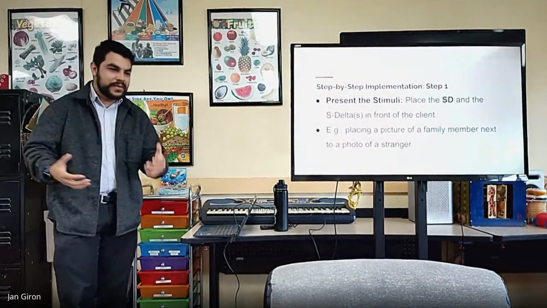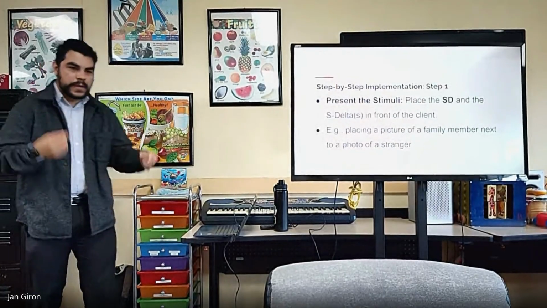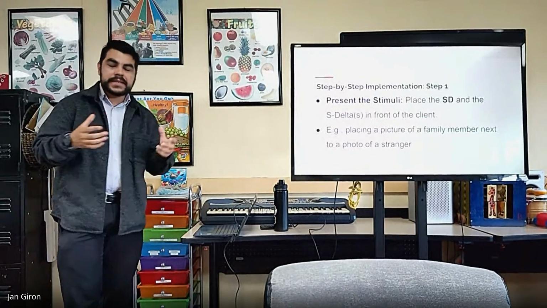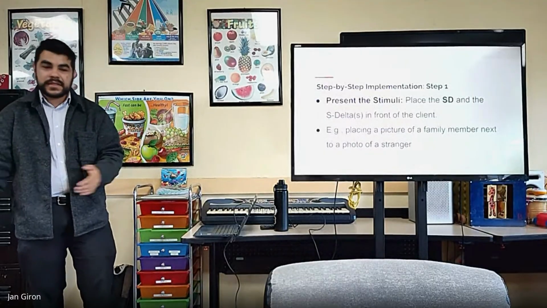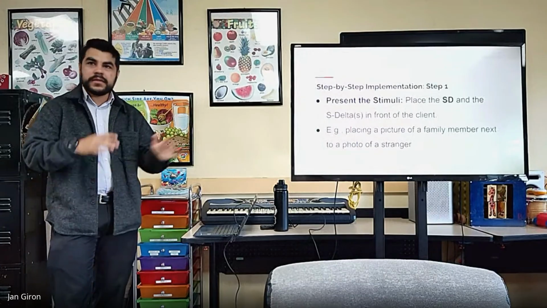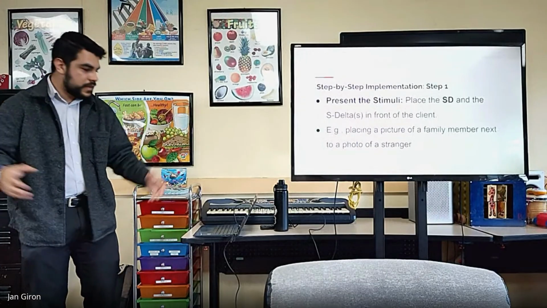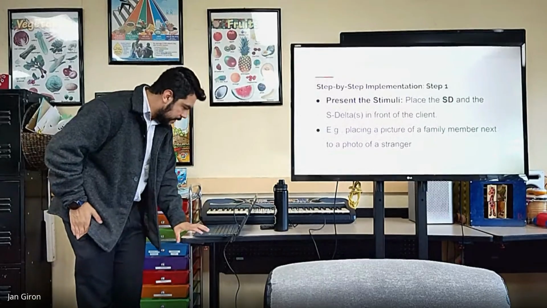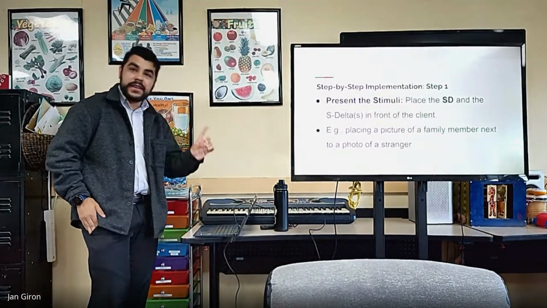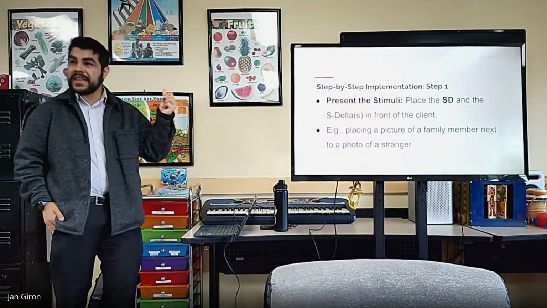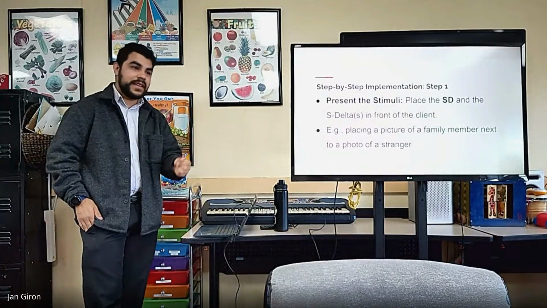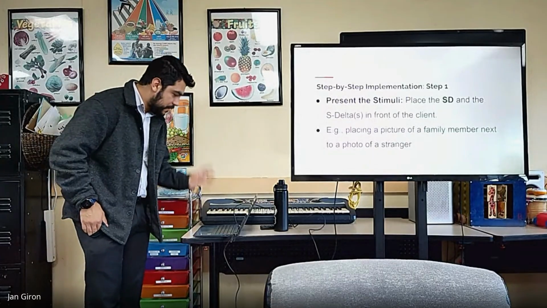So when I was thinking of this individual, something that we would do would be to place a photo of his family member alongside some strangers. Probably just start off with one, and then include some others to make it a little more complicated. In that context, the photo of the family member is the SD. You can only get reinforcement from choosing that one, and he won't get any reinforcement for the S deltas.